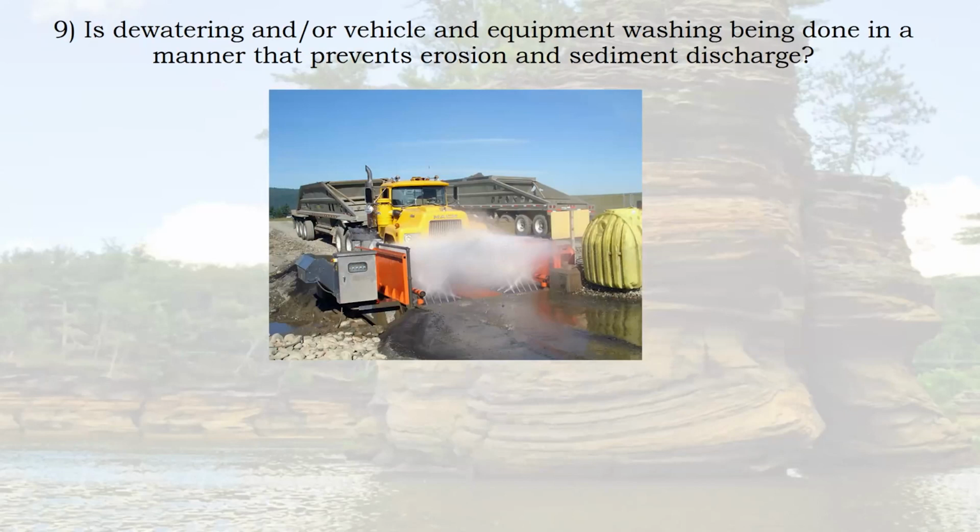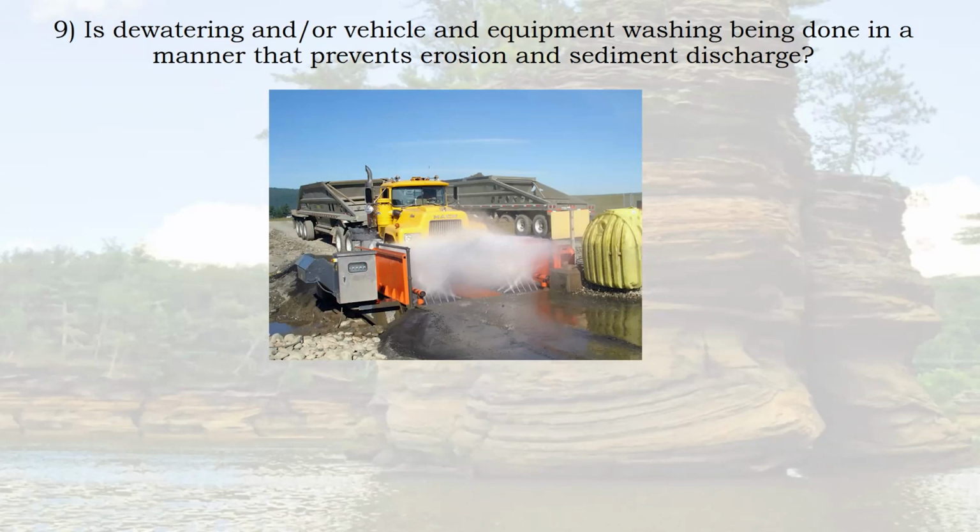Number 9 is dewatering and or vehicle equipment washing stations being done in a manner that prevents erosion. So you're not going to see this at 9 out of 10 construction sites. Again, this is something that you're going to see at a larger construction site. The big thing with this question is if they have it, are they doing it properly?